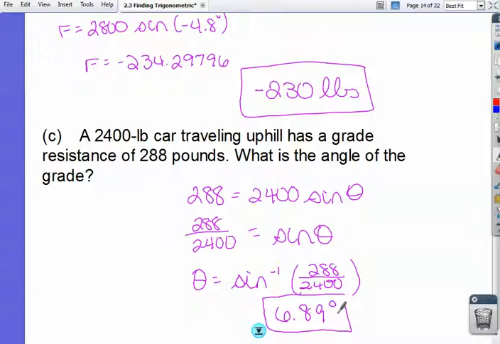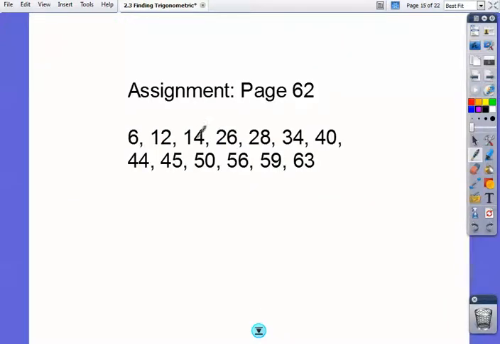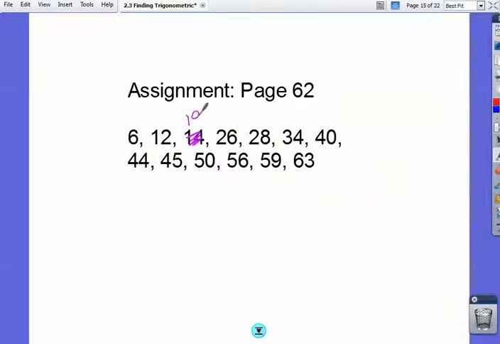Anything else? Okay, that's where I'm stopping. I'm going to change this. I want to change that to number 19. So this is your homework. You've got quite a bit of time.